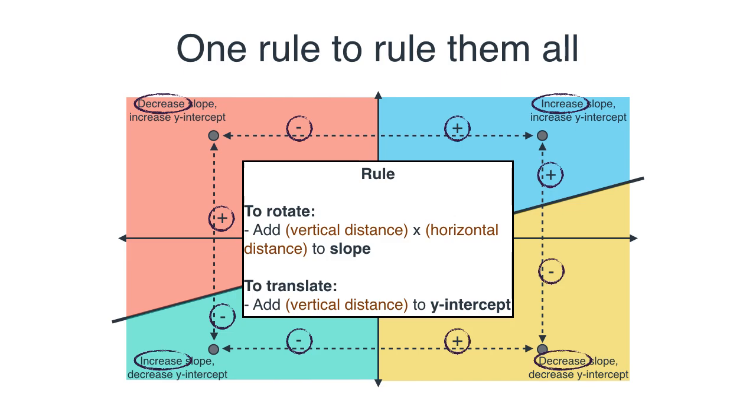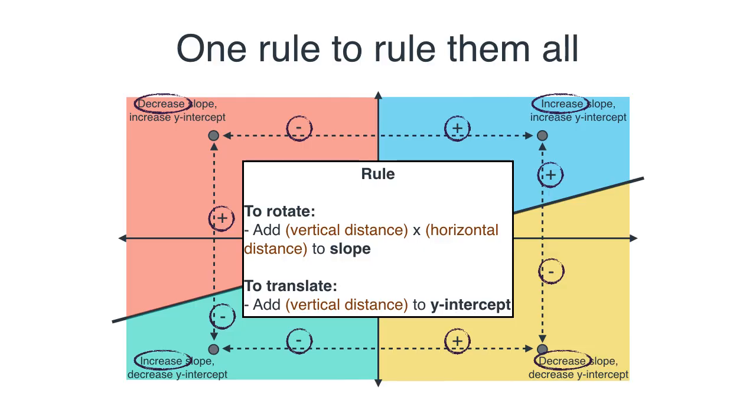So it says, if I want to rotate a line, then I just take the product of the vertical distance times the horizontal distance, and that's a number that is either positive or negative according to if I want to rotate the line clockwise or counterclockwise. So that's a number that I could add to my slope.